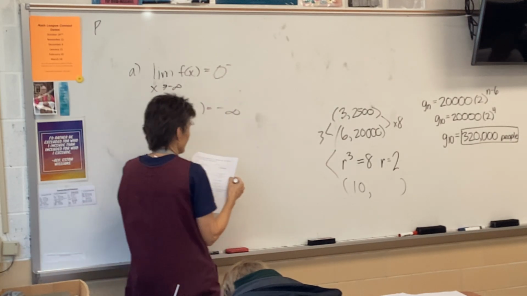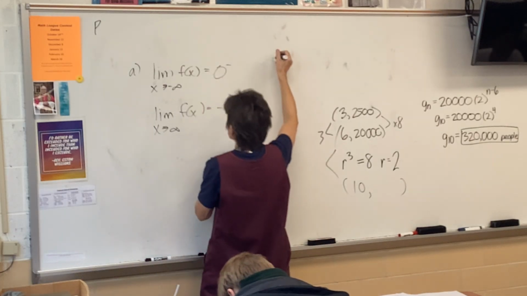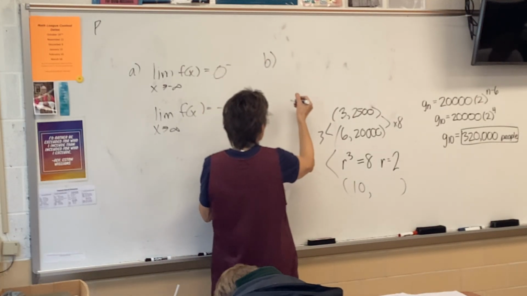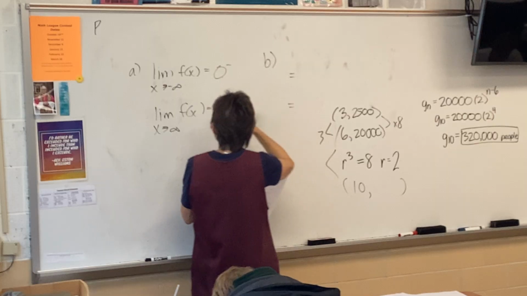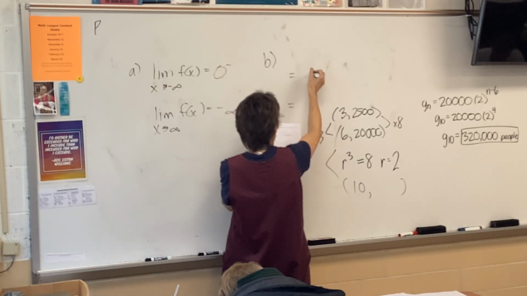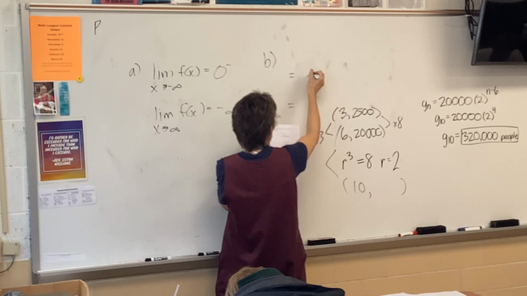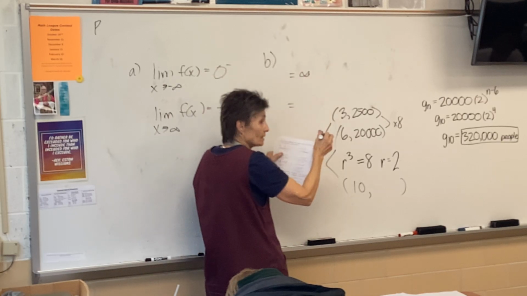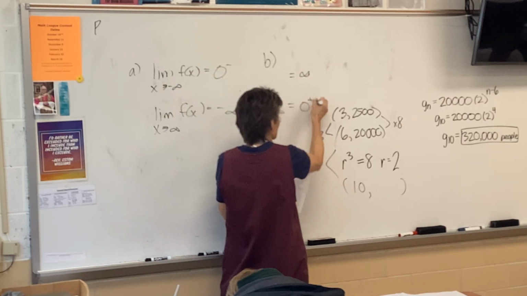All right. We're getting low on time, so I'm going to cheat a little bit. So B, the limit on the left is positive infinity, and on the right, it's 0 from the top.